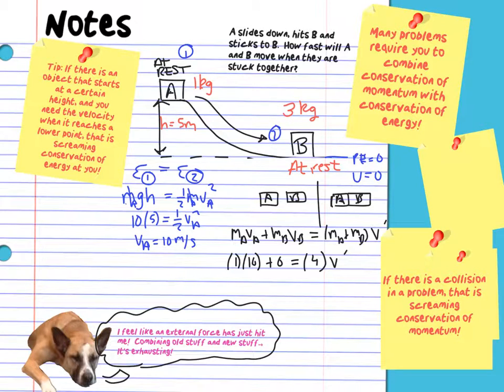All right, so that gives us simply 10 equals 4 V prime. Divide by 4, divide by 4, and so V prime is going to equal 2.5 meters per second. And that is the answer to the problem. All right, so notice conservation of energy tends to give you velocity, and you need the velocity to solve a conservation of momentum problem.